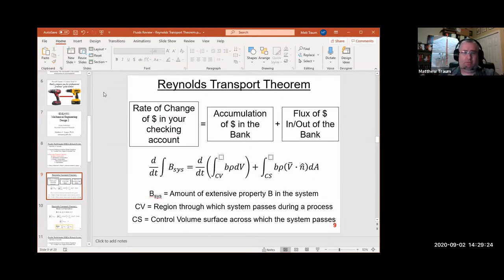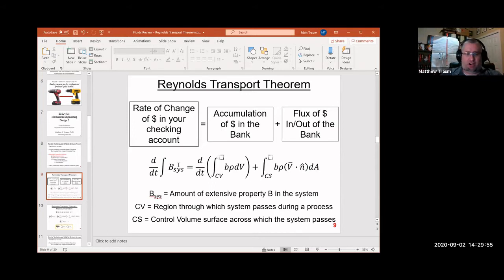The Reynolds transport theorem does not tell you anything about whether the fluid is laminar or turbulent. What it does tell you is how a fluid system that you define interacts with the surrounding environment by basically exchanging intensive and extensive properties with the surrounding environment. And the way that I like to think of it, I think the best analogy is to think of the Reynolds transport theorem equation as like a bank account, right?